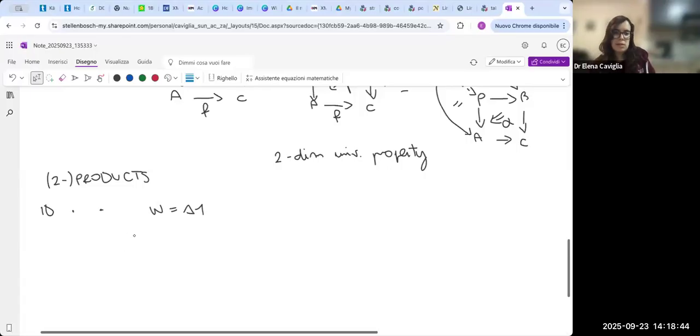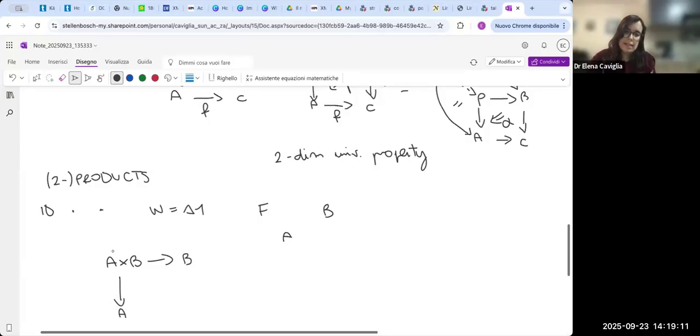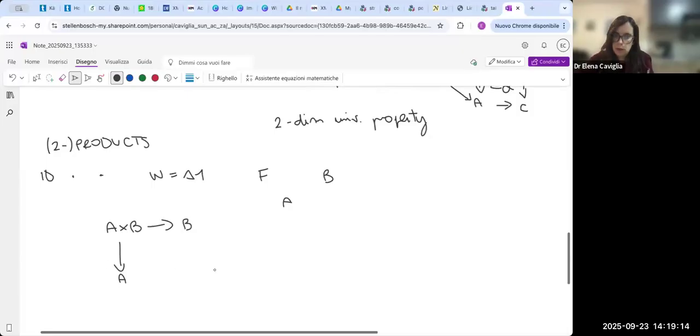So what happens is we get the same thing as a product. Suppose that F gives A and B. So the product is still A cross B, together with two maps, one into B and one into A. But now it still has the usual universal property of the product, but it also has a two-dimensional universal property, taking into account the relationship with two cells.